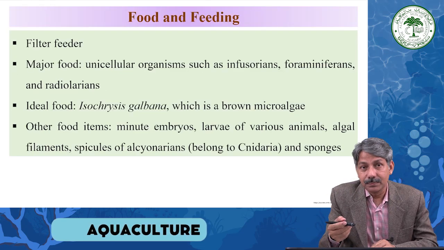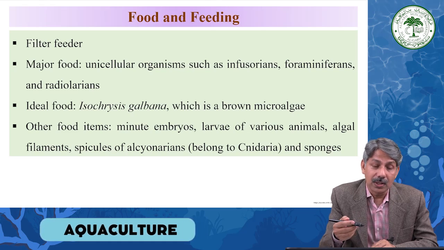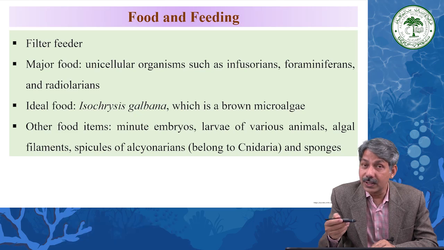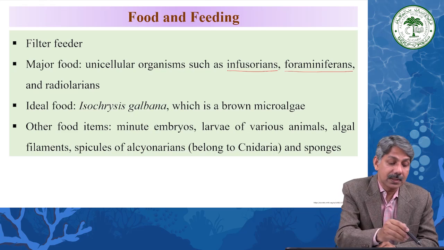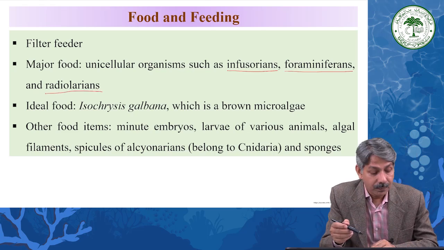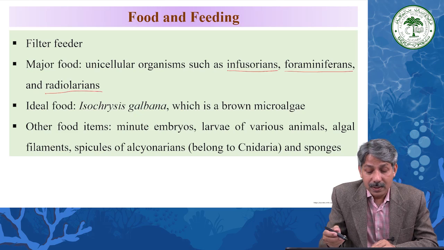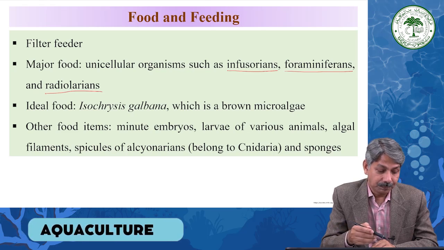Food and feeding habit. These animals, bivalve mollusks, we all know are filter feeders, and the major food of these organisms includes infusorians, foraminiferans, and radiolarians. However, Pinctada fucata has been found to prefer certain brown microalgae more than other foods, such as Isochrysis galbana. This is considered one of the best food items for Pinctada fucata.